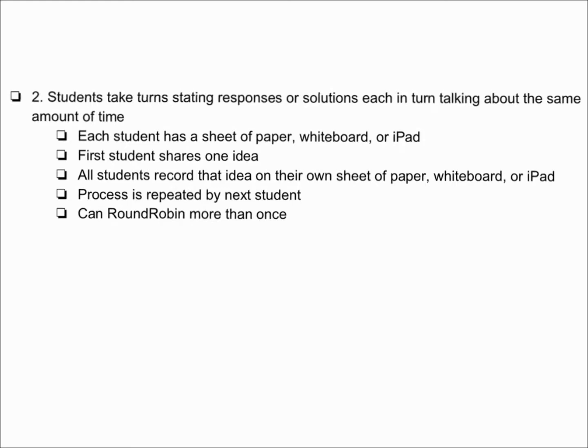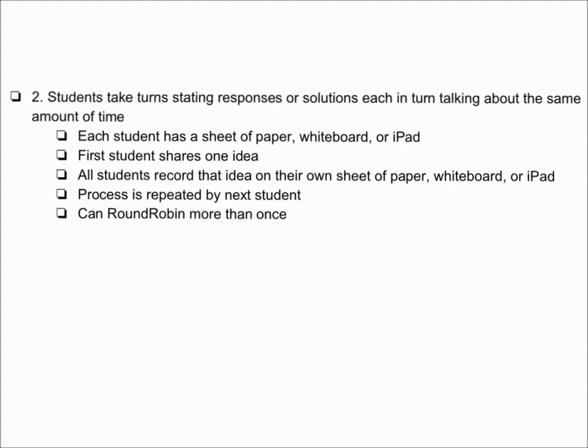The second major step is that students take turns stating responses or solutions, each in turn talking about the same amount of time. Before students begin, they should have their whiteboard divided into 4 quadrants so that they can jot down the ideas as students share. They do not have to write in full sentences. It is important that students share approximately the same amount of time, and it is suggested that teachers go ahead and time this so students are not pacing themselves, i.e., person 1 has to talk for 30 seconds, person 2 has to talk for 30 seconds, 3 and 4 each have to talk for 30 seconds.